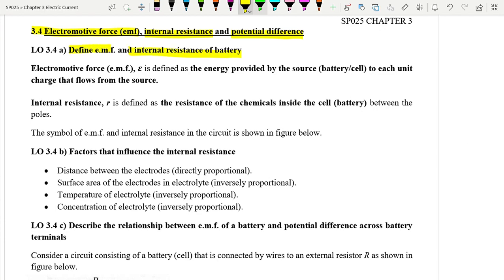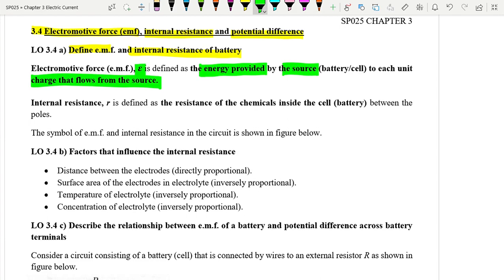So EMF has a symbol of epsilon. So I just highlight the symbol of EMF here. It is defined as the energy that is provided by the source, for example the battery or power supply, to the charge that flows from the battery. So we know if a battery is connected to any device through a wire, there will be a flow of charge from the battery.